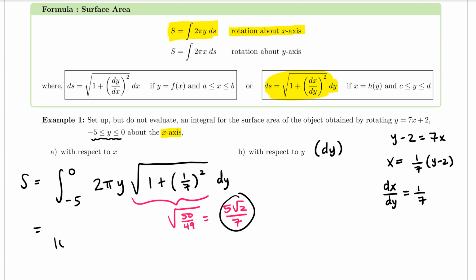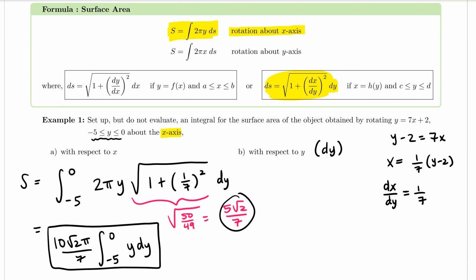So I'm going to factor out 2 pi and multiply that with this constant that we just found. So that's going to be 10 root 2 pi over 7 times the integral from -5 to 0 of y dy. And it just asks us to set up the integrals and not evaluate them. So this is our final answer for part B.